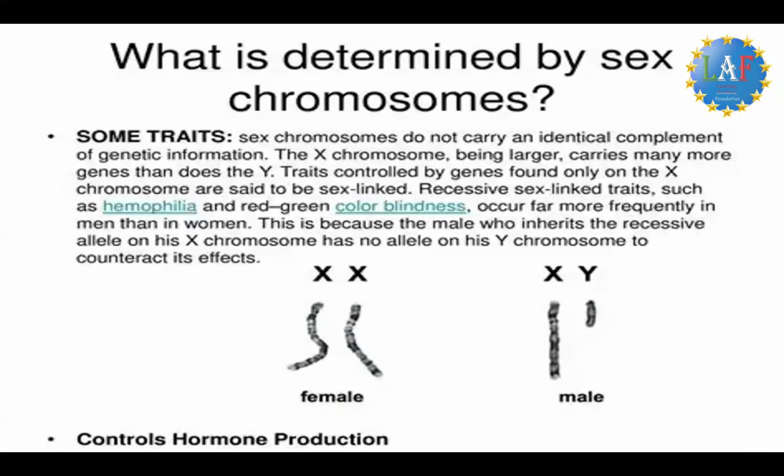What is determined by sex chromosomes? Biological sex, we know that is determined by chromosomes, right? So sex chromosomes do not carry an identical complement of genetic information. The X chromosome, being larger, carries many more genes than does the Y. Traits controlled by genes found only on the X chromosome are said to be sex-linked. Recessive sex-linked traits, such as hemophilia and red-green color blindness, occur far more frequently in men than in women. This is because the male who inherits the recessive allele on his X chromosome has no allele on his Y chromosome to counteract its effect.